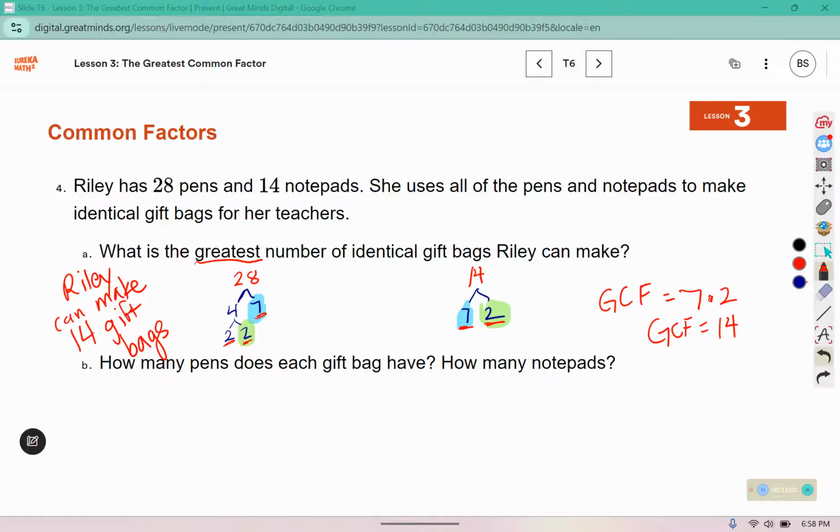How many pens does each gift bag have? So if we're making 14 gift bags, 28 split into 14 bags leaves us with 2 pens for each gift bag, and 14 notepads divided by the 14 bags is 1 notepad.